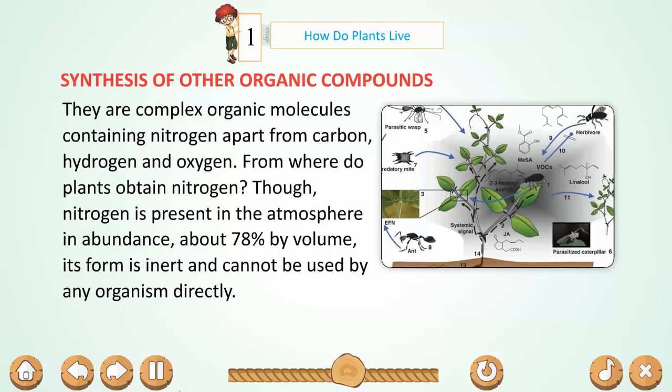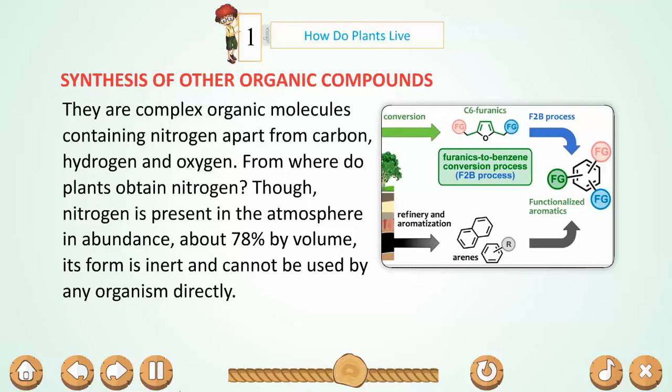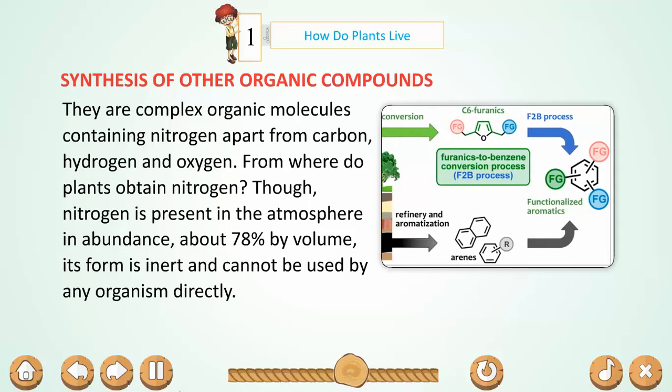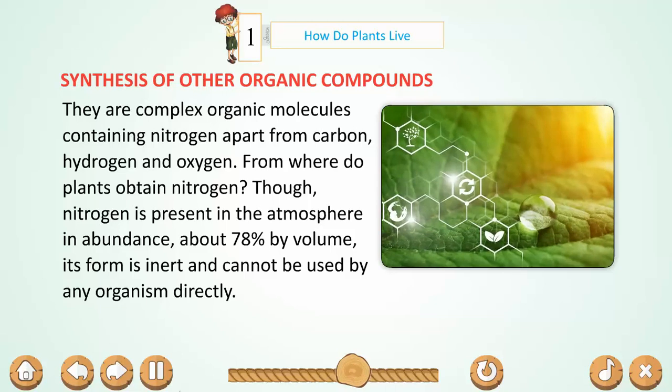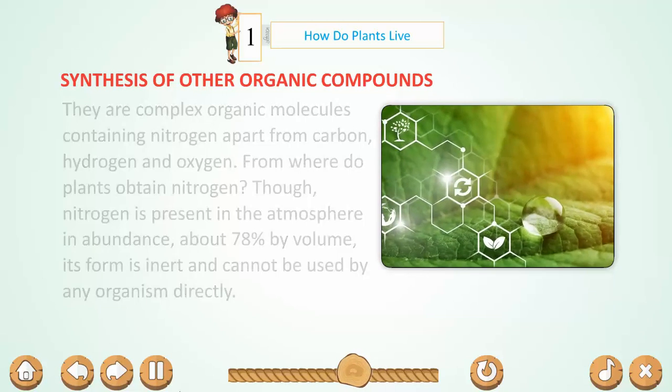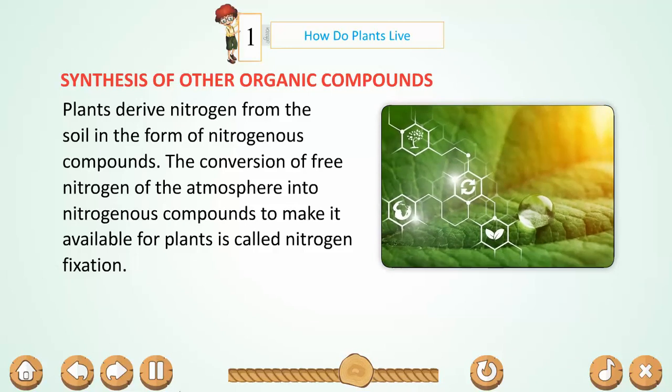From where do plants obtain nitrogen? Though nitrogen is present in the atmosphere in abundance, about 78% by volume, its form is inert and cannot be used by any organism directly. Plants derive nitrogen from the soil in the form of nitrogenous compounds.